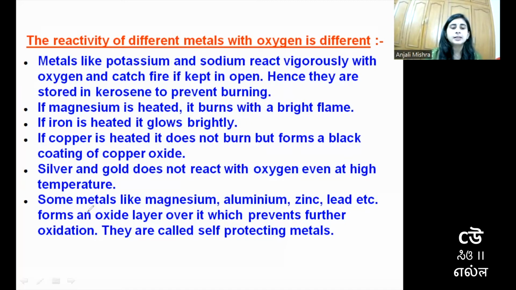Last section is some metals like magnesium, zinc, aluminium and lead. They form an oxide layer which prevents further oxidation, and these are called self-protecting metals. But this thing is not possible with iron, which is why the rusting and the corrosion thing happens in case of iron. So these were the reactivity of different metals with oxygen, and we have seen that it's different with different metals.